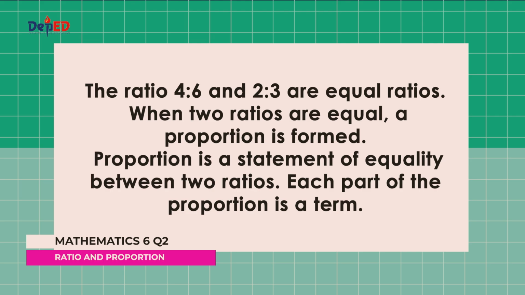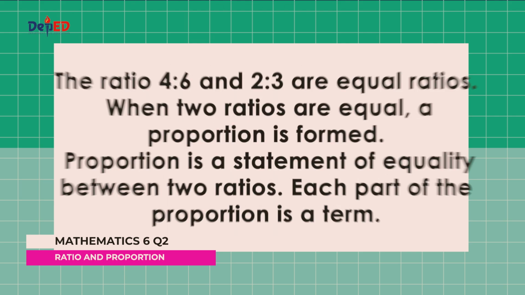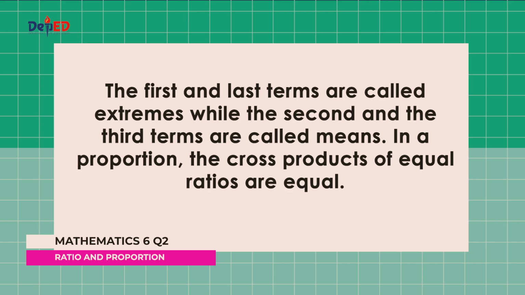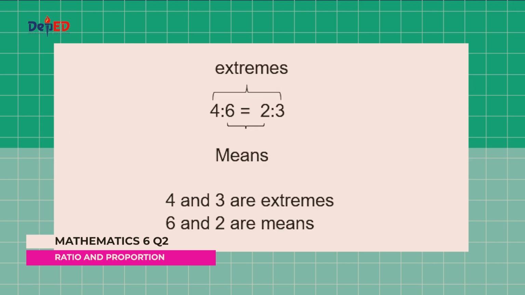Each part of the proportion is a term. The first and last terms are called extremes, while the second and the third terms are called means. In a proportion, the cross products of equal ratios are equal. For example, 4 and 3 are extremes. 6 and 2 are means.